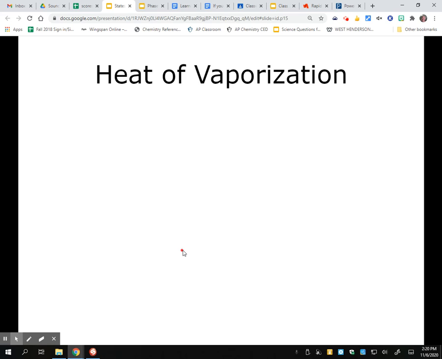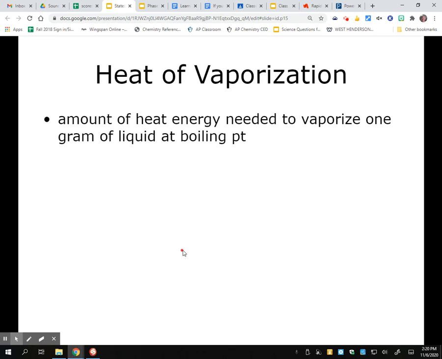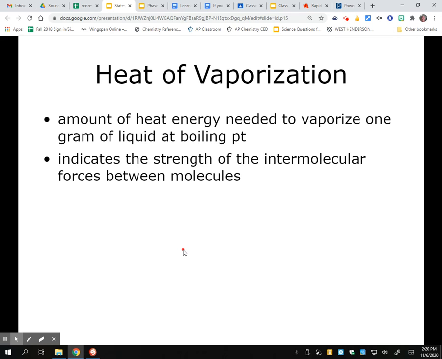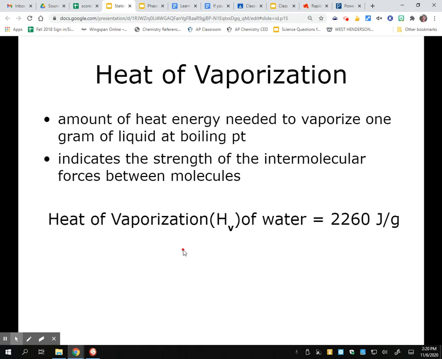Heat of vaporization is something we'll revisit when we get into thermochemistry, but it's the amount of heat that's needed to vaporize 1 gram of a liquid at its boiling point. So it indicates the strength of the intermolecular forces. For example, the heat of vaporization of water is 2,260 joules per gram. A gram of water is a milliliter of water. So a tiny, tiny little bit of water takes 2,260 joules of heat. That's an enormous amount of heat just to heat up a milliliter of water.